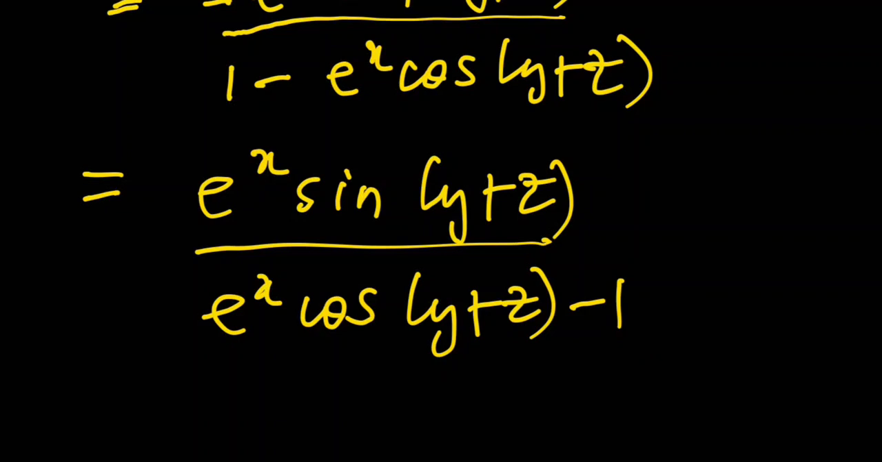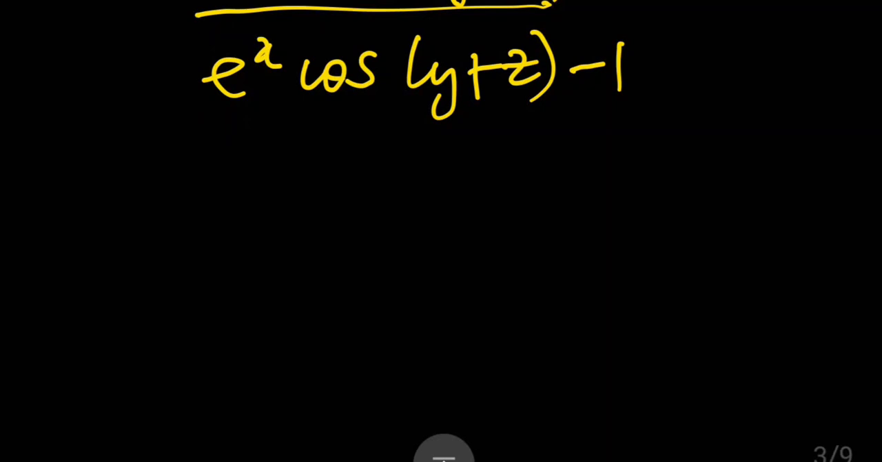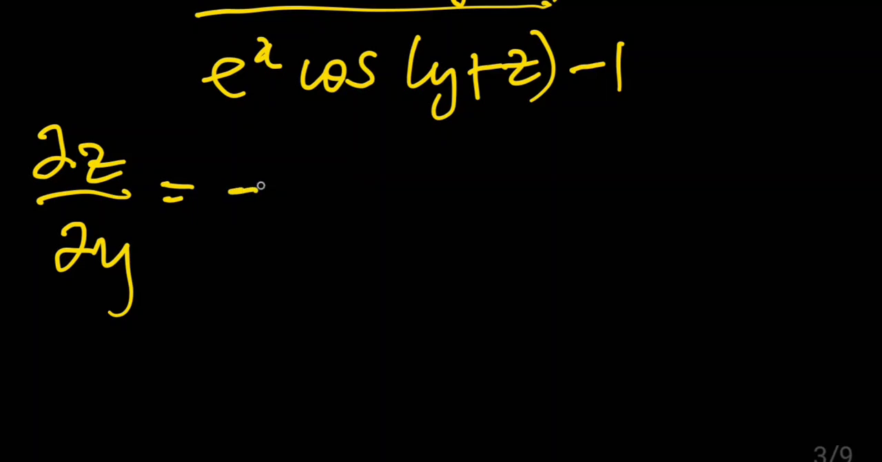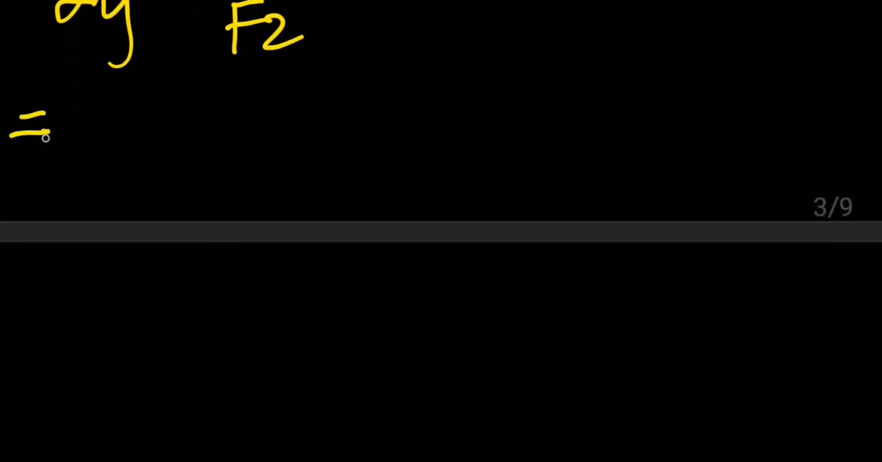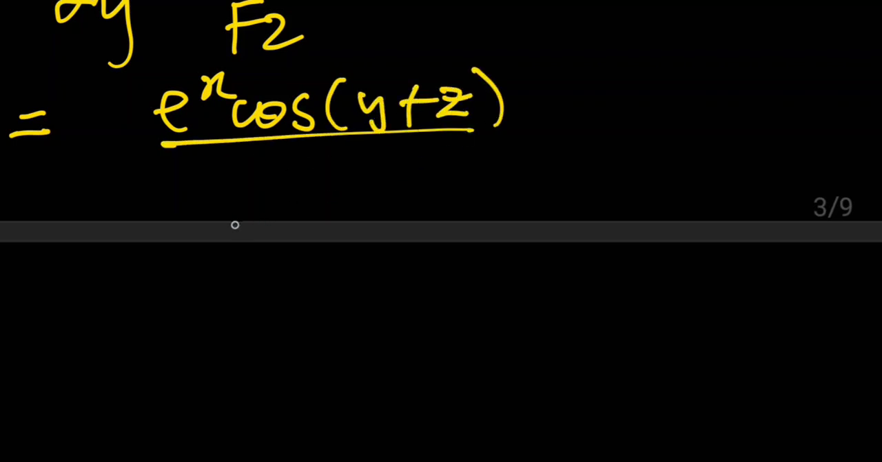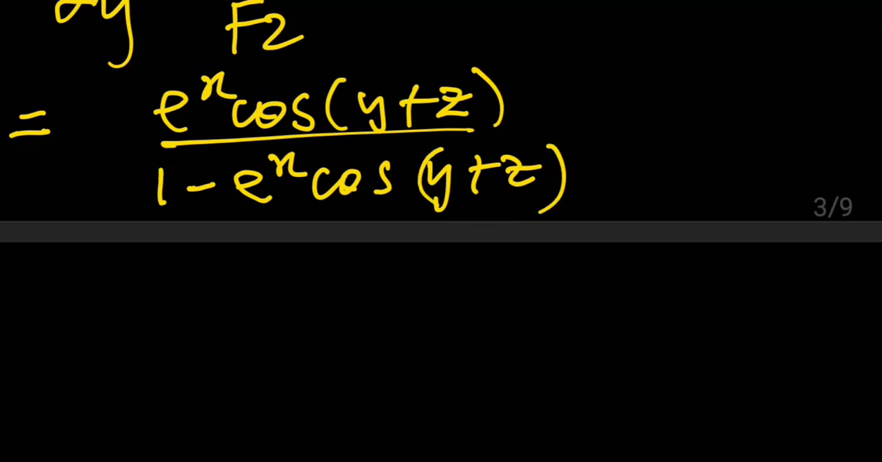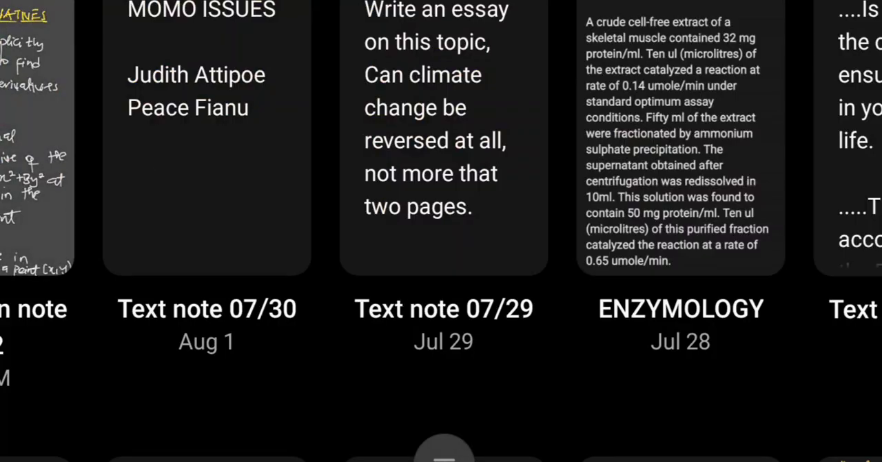And again, the partial derivative dz over dy will be equal to minus fy over fz, which will be equal to e^x cos(y + z) all over 1 minus e^x cos(y + z). So these are the partial derivatives of the function.